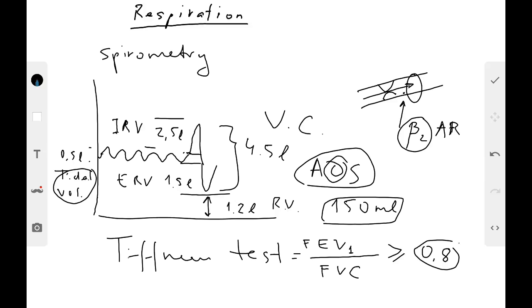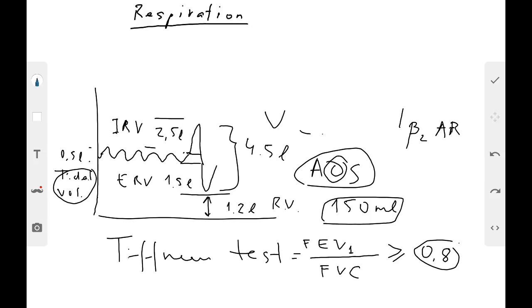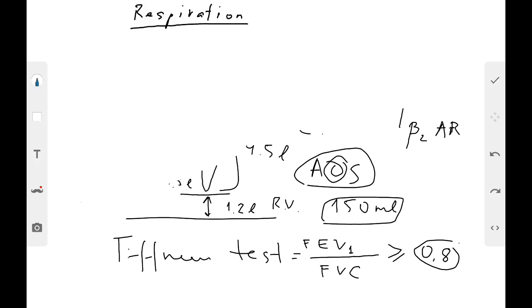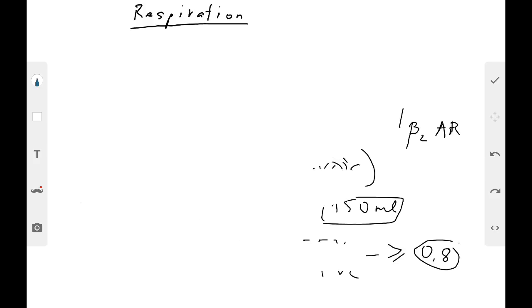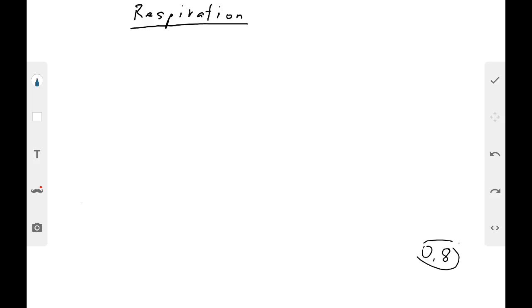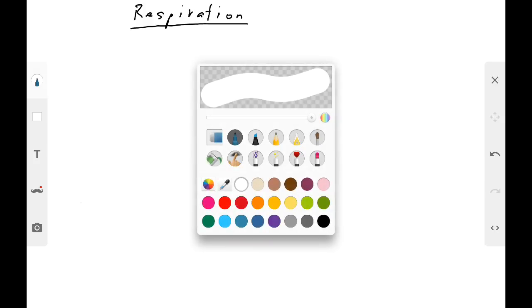It will be a good indication that there is really an obstructive lung syndrome in this patient. Okay, and let's speak also about the second stage of respiration. The second stage of respiration, as we already mentioned, is the exchange of air between the alveoli and the blood. So here we should speak about the partial pressure of gases in the alveoli and in the blood.